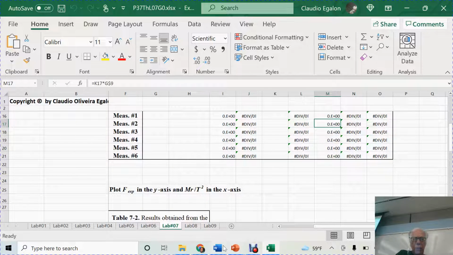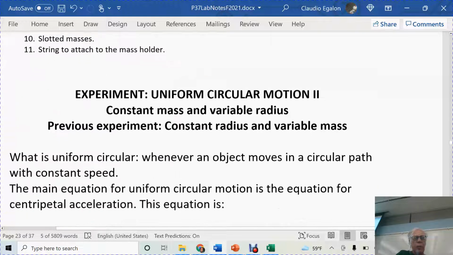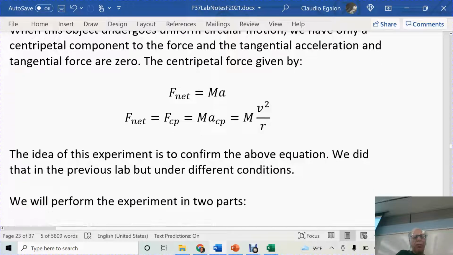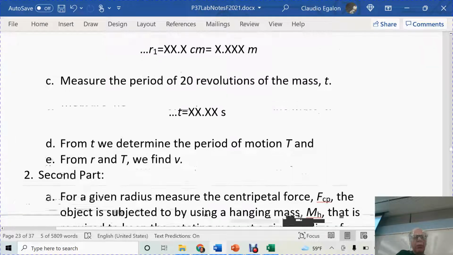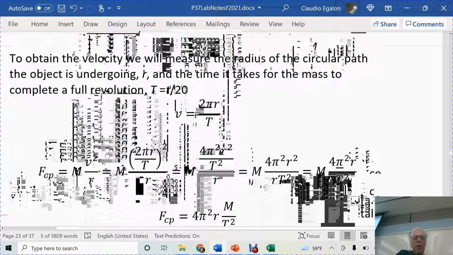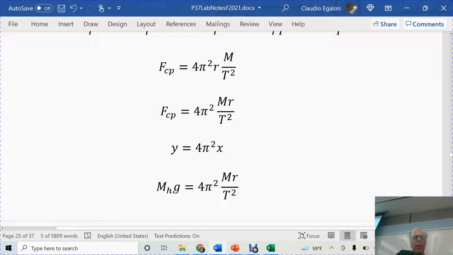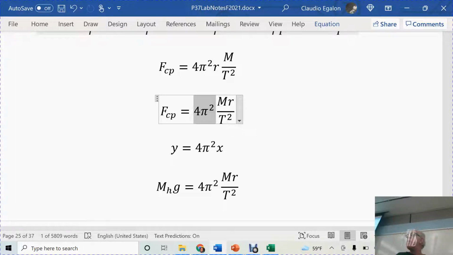If you look at the equations of the system, which was derived right in here, the graph should be a straight line with a slope equal to 4 pi squared. Pi is 3.14 whatever, right? If we square pi, it's going to be approximately 10. Every time that you see pi squared, you can say that's approximately 10. So this slope is supposed to be close to 40, slightly less than 40.